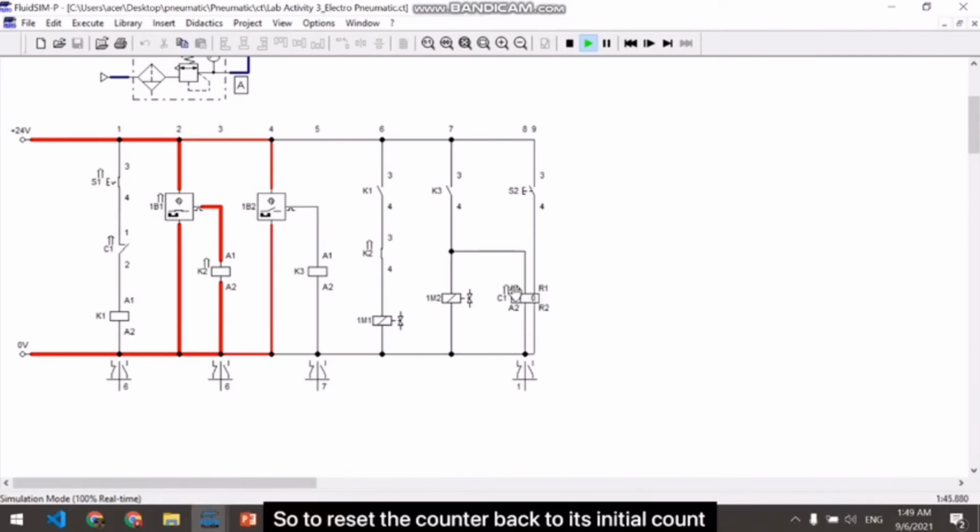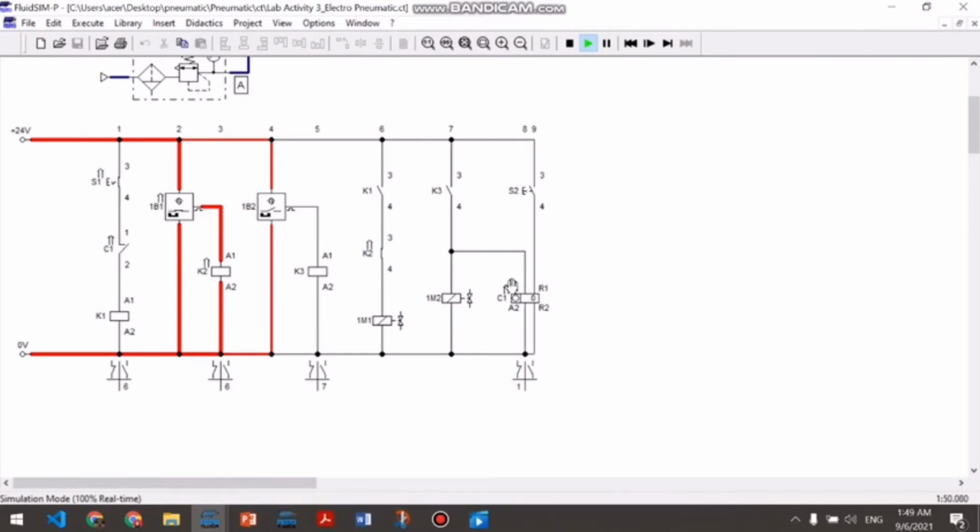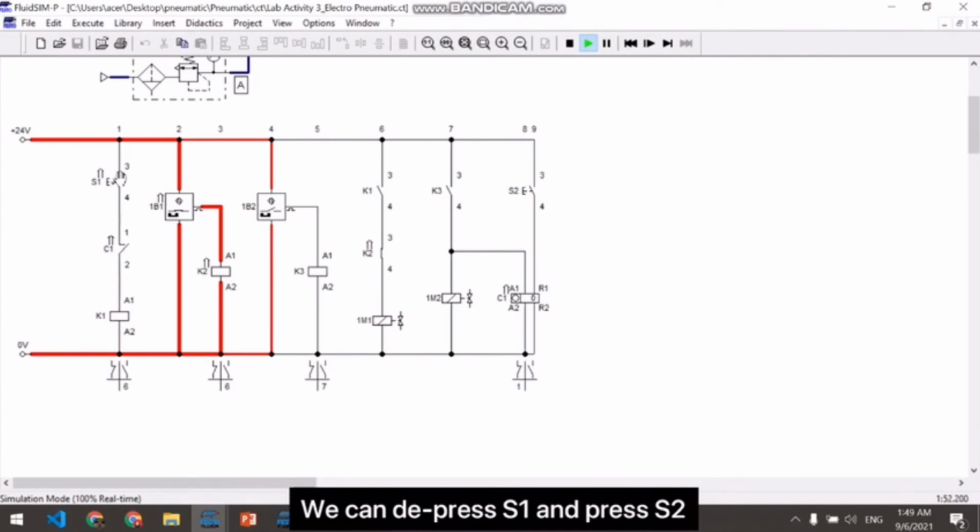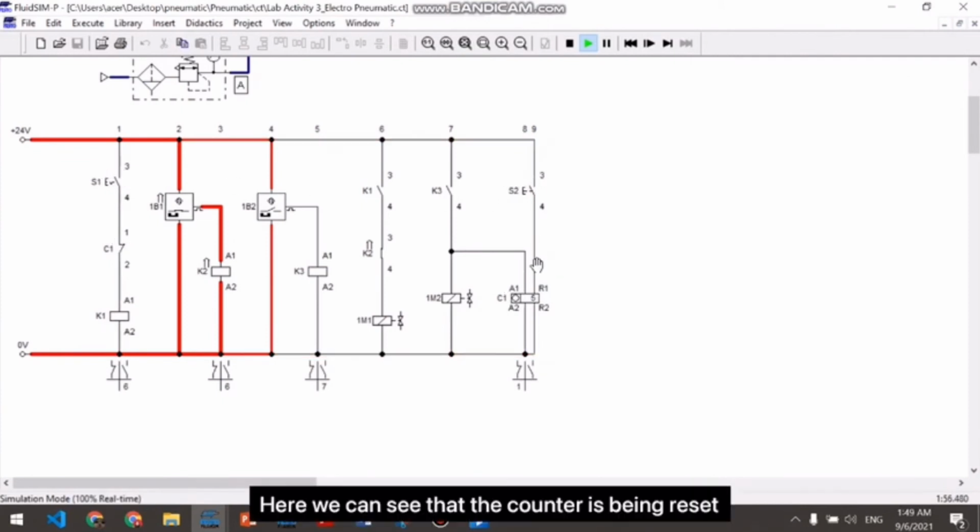So to reset the counter back to its initial count, we can depress S1 and press S2. So here we can see that the counter is being reset.